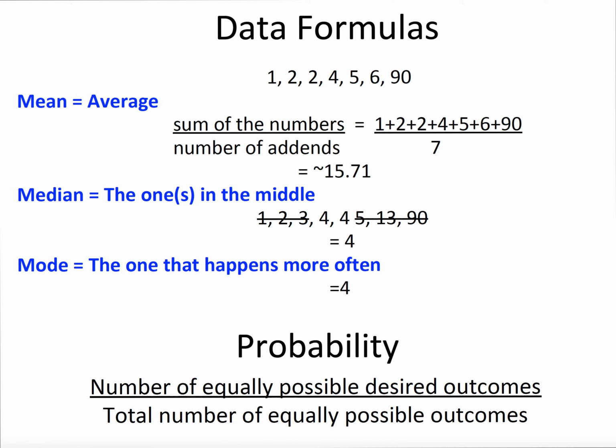And our last formula for today, and our little refresher of math formulas for the ACT, is for probability. Usually the chances that anything will happen are going to be the number of equally possible desired outcomes, so what you want. Say you have 5 different pieces of candy that you could eat, and you want 3 of them. You only like 3 of the 5 that are available to you.